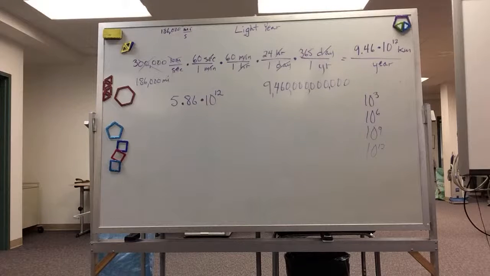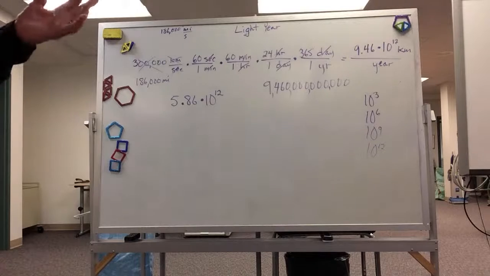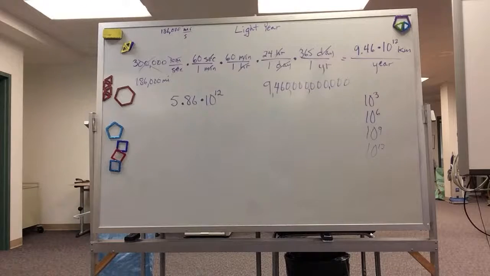The closest star is 4.4 light years away. The closest star is roughly 25 trillion miles away.